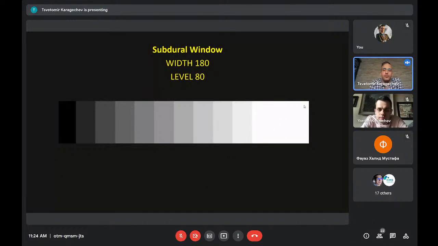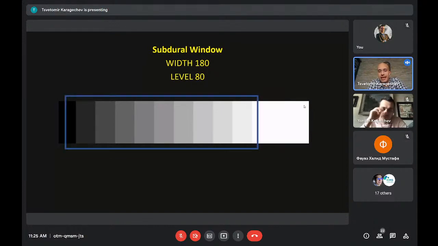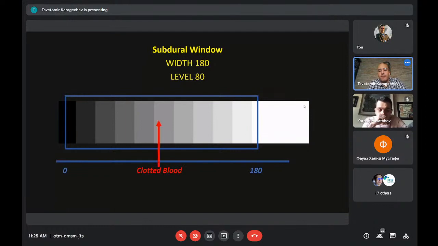This is why we have the subdural window, or the blood window as you can find it, and it is actually a wider window. You can see here the width is 180 and the center is 80. So this is where we expect clotted blood to be. So in this case, acutely clotted blood with the CT number of 80 will look grayish. Bone will still be completely white. In this case, you can appreciate and spot really subtle hematomas laying over the bone.